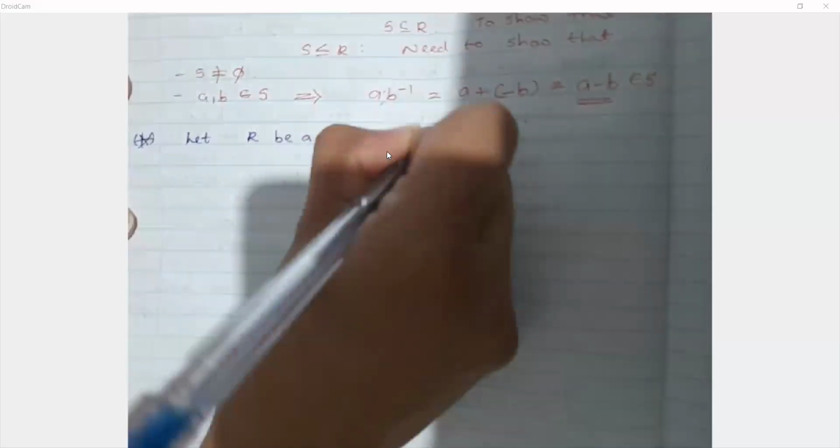First problem. In all these problems, let's consider R to be a ring with unity 1, which is not equal to 0. In other words, the multiplicative identity 1 is in R.